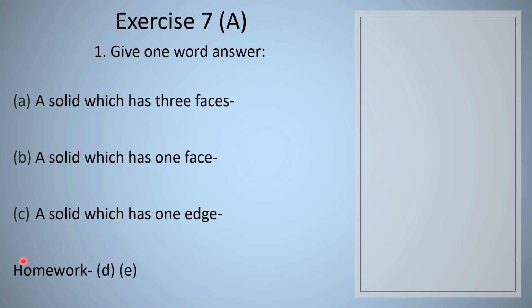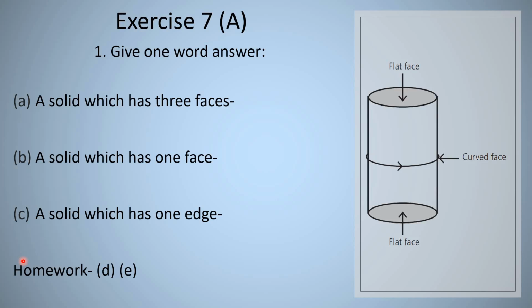The first question is give one word answer. The first is a solid which has three faces. Basically we have to identify the solids according to the statements given to us. So let's go back and see which solid we have studied has three faces. If we take this cylindrical shaped solid, you can see it has three faces: a flat face, a curved face, and again a flat face at the bottom. Therefore the answer is a cylinder.